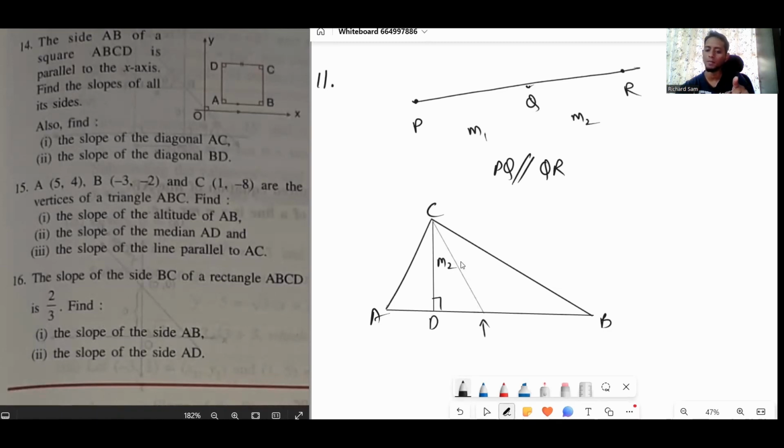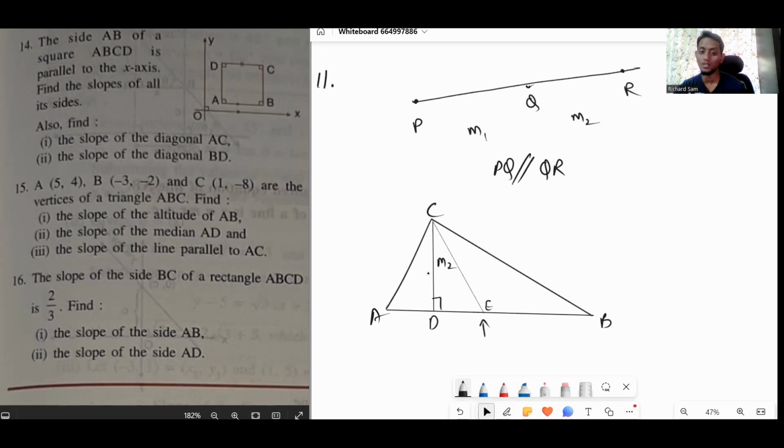Now, if you want to find the slope of the median, we have to find the midpoint of AB using the midpoint formula. So then we get this point. So we have 2 points. We have C and this point here. We'll call it E. And we can find the slope of CE. Right? What did I say? How can we find the slope of the median? Midpoint of A and B, and then we get this point. So now we have 2 points, so we can use the 2-point formula to find the slope, M.